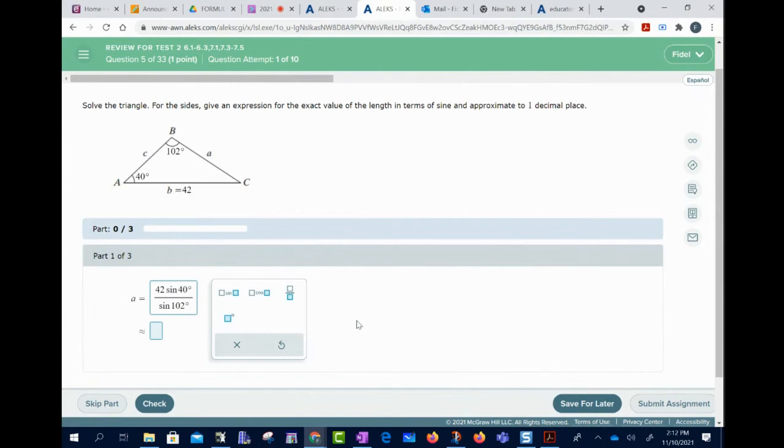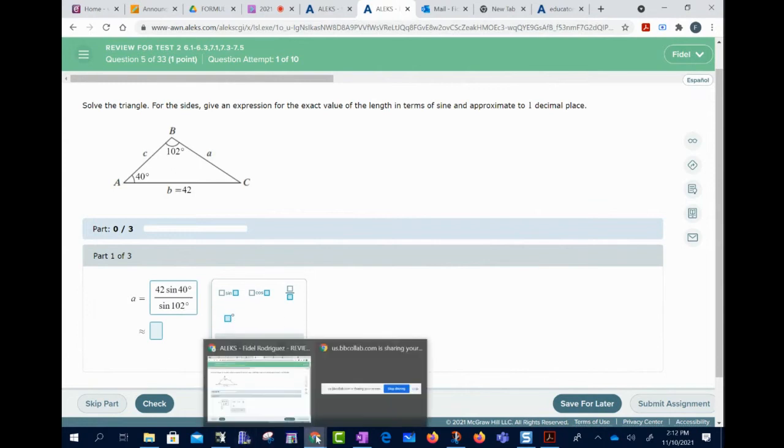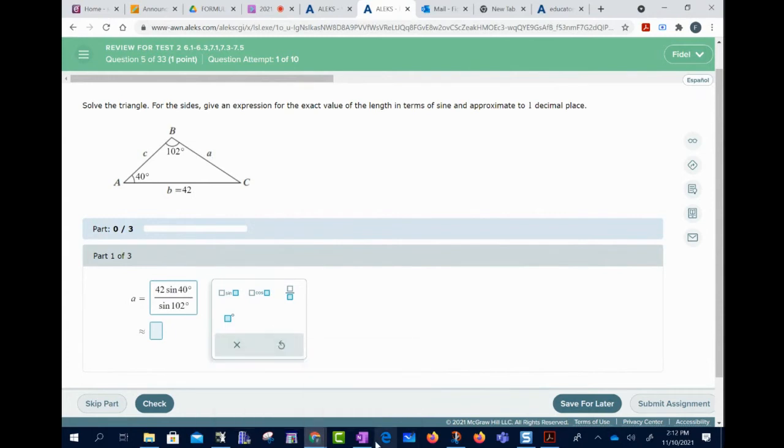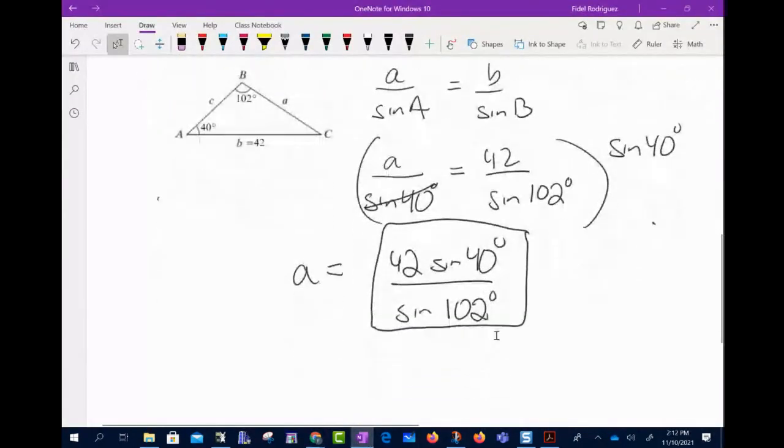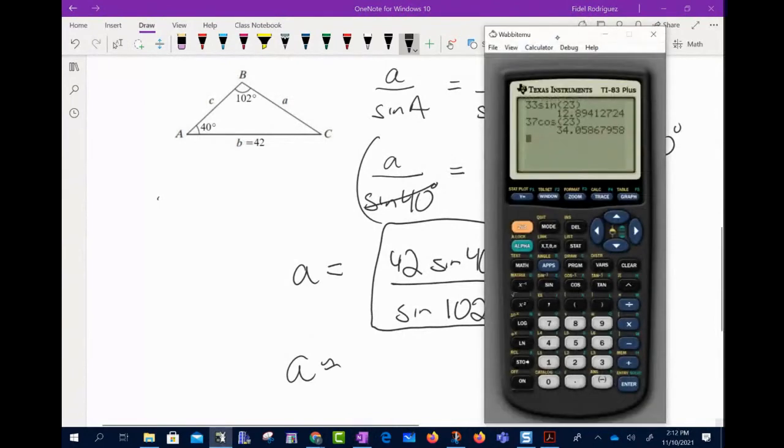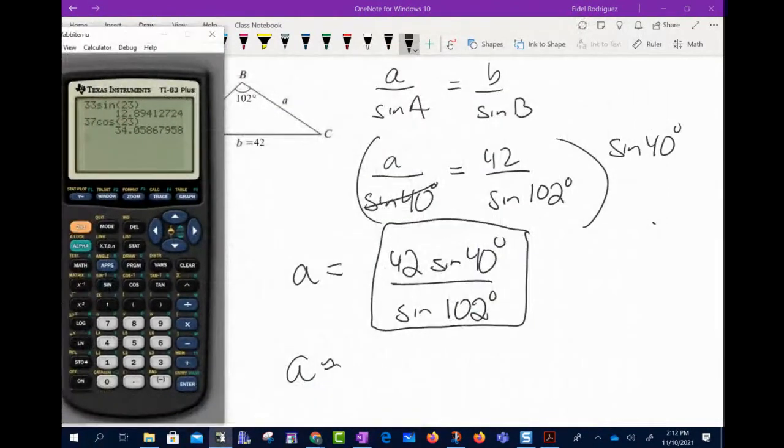And don't forget the little degrees. And then let's see what the approximation is, okay? So let me come back over here. And okay, so I'm going to do my approximation now, y'all. I'm going to do this part on the calculator. So let me just move this guy over.